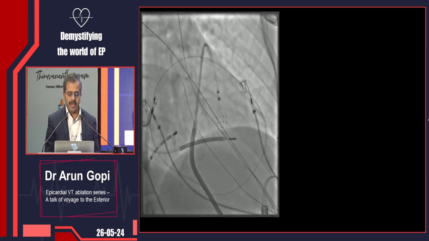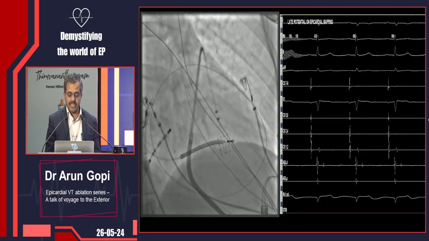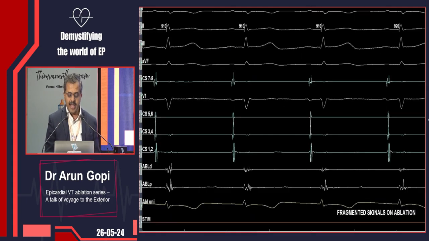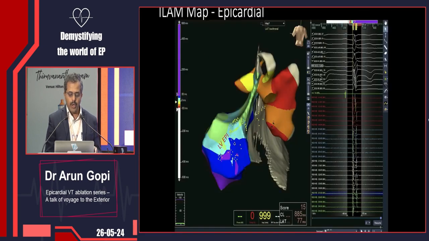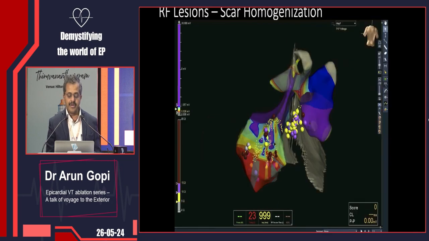We go ahead and map the epicardium. We again do a voltage map and a substrate-based ablation. We find a lot of interesting signals which were shown earlier. This is the late potential there. This is the fragmented potential there. We go ahead and do the ILAM map as well as the voltage map, correlate that and find the interesting signals, and do a scar homogenization on the epicardium.